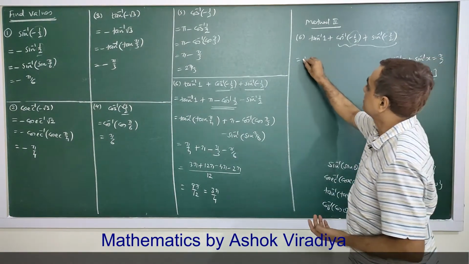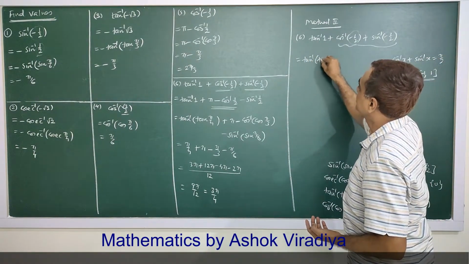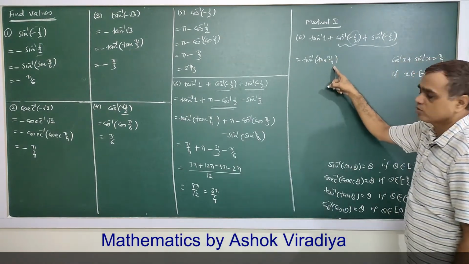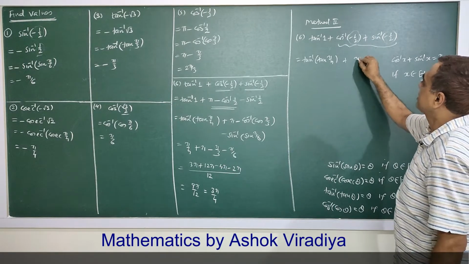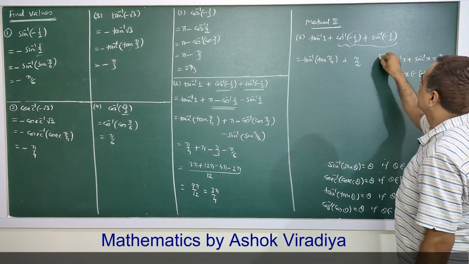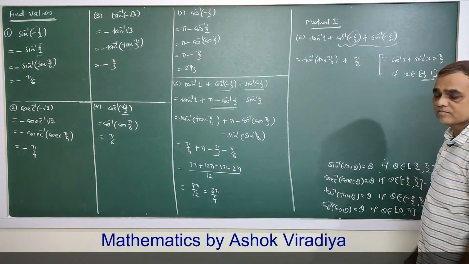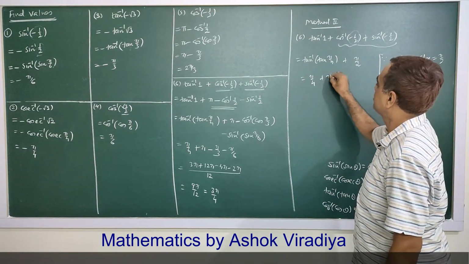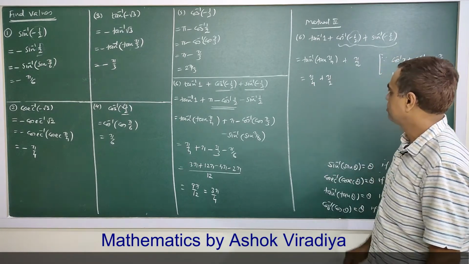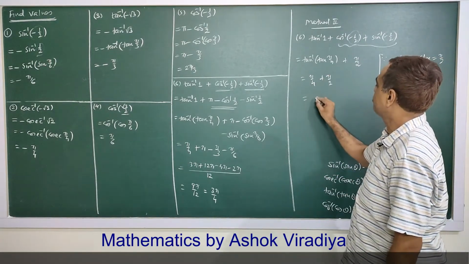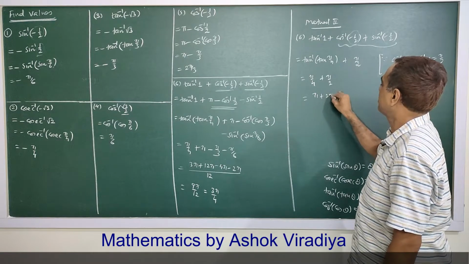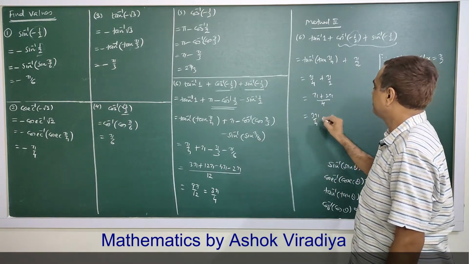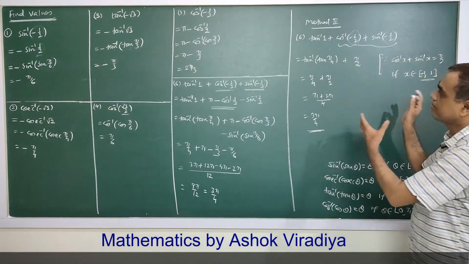And tan inverse 1 will be pi by 4, because 1 is tan pi by 4. And this is pi by 2. So this is pi by 4 plus pi by 2, that is equal to pi plus 2 pi by 4. So this is 3 pi by 4. So you can also do it by this method.